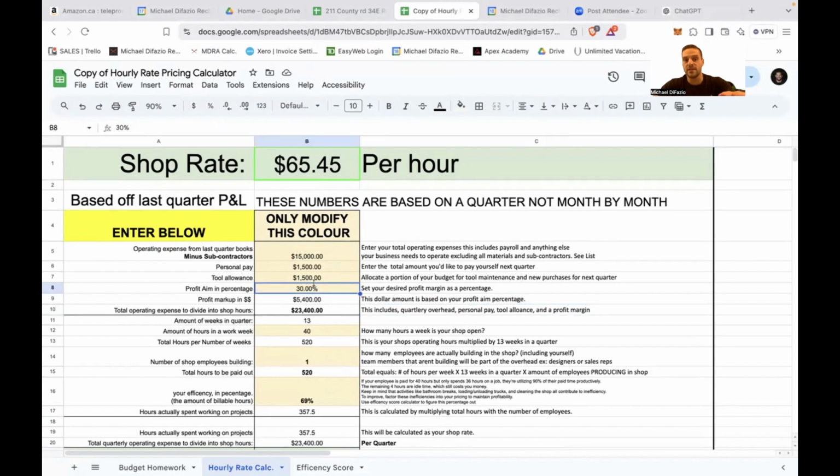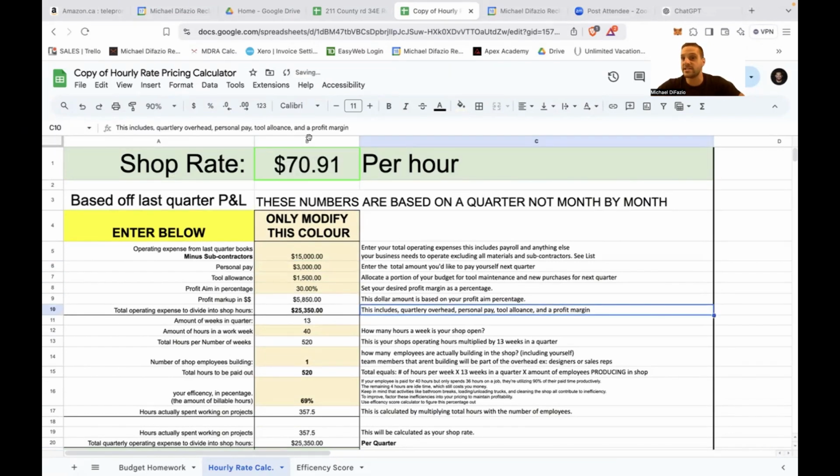Say you want to take $3,000 a month home, a quarter home instead. That changes it again. See, at $70.91 per hour, I still think that's a very competitive rate. So you can change this to make this fit for you, right? And then all this is doing is making sure that you are covering your ass. This is most important, that you understand this is covering your ass.